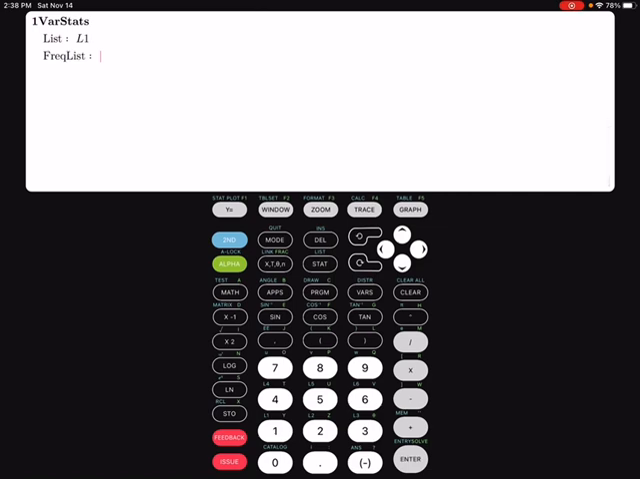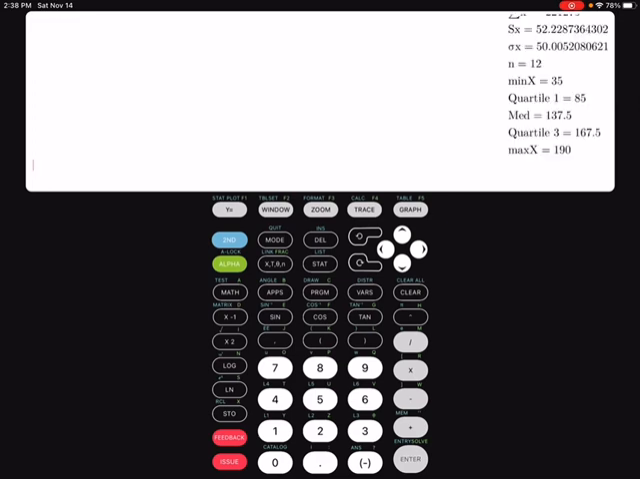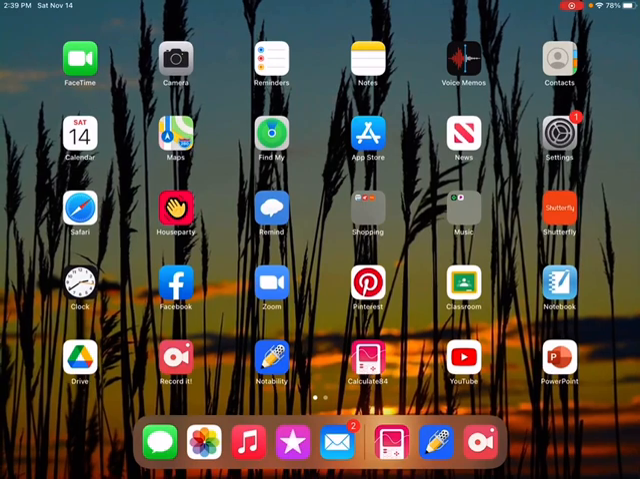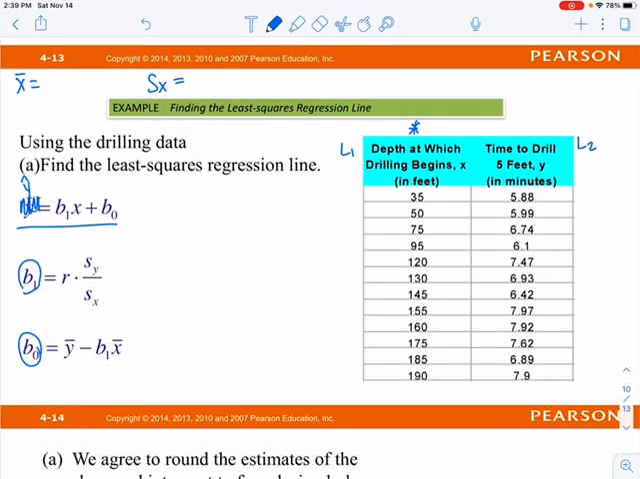And I want my calculator to look in L1, which it is right now. Remember, if yours doesn't, you can just clear it out and hit second and then the number 1 to get L1 in there. Okay, and again, I'll hit enter. And then what comes up is your list of data. Right now, there's only two things that I care about, the x with the bar and the S sub x. So x with the bar, the mean, is 126.25, and your sample standard deviation is the one that has the 52.2287364302.